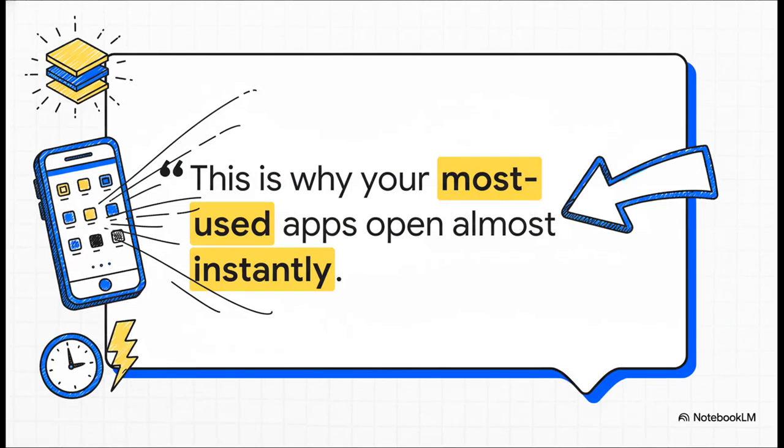So what does this mean for you? It means the whole system is constantly trying to guess what you're going to do next, and it keeps that data in the fastest memory it has available. That's it. That's the reason why your most used apps feel like they open almost instantly. It's the memory hierarchy just working perfectly in the background for you.